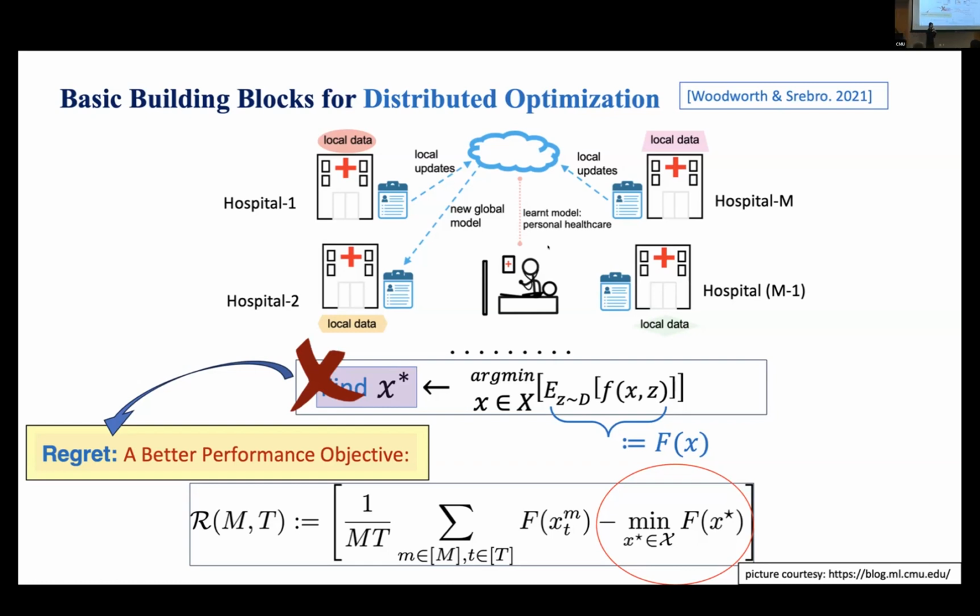What's the update rule of the X_t^m? I need to compute. Yeah, you're way ahead of that.